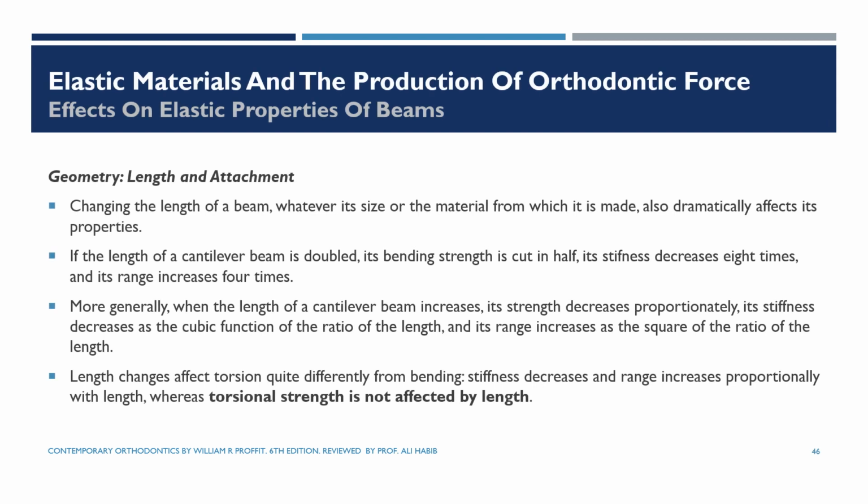The length of the beam also affects the three important properties of the wire: the stiffness, strength, and the range. And also the way the wire is attached in the model, whether it's cantilever or loosely tied to two brackets or tightly tied to two adjacent brackets. So if we double the cantilever beam length, bending strength will be cut in half, stiffness will decrease 8 times, and the range increases 4 times.